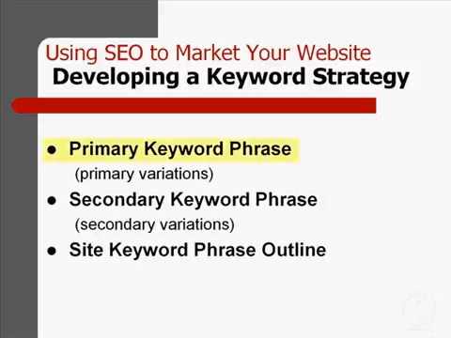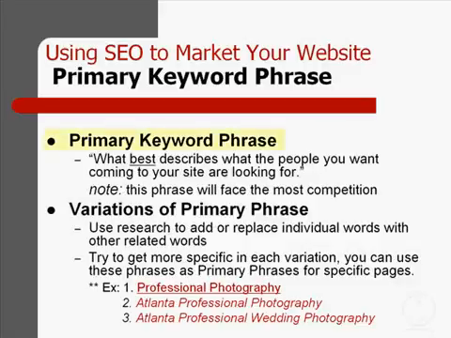There's what's called your primary keyword phrase and its variations. Second is your secondary keyword phrase and its variations. And finally, an overall outline for where to use these phrases throughout your website. Your primary keyword phrase is the phrase that best describes your website in terms of what the people who will use your website are searching for. Now this phrase is important because when you're adding content to your site, you almost want to subconsciously be hinting at this phrase or using this phrase.